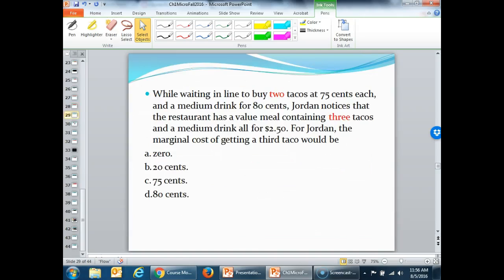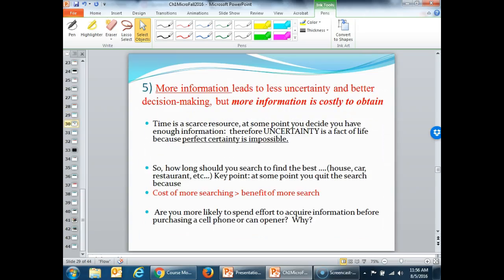While waiting in line to buy 2 tacos for 75 cents and a medium drink for 80, Jordan notices that the restaurant has a value meal containing 3 tacos and a medium drink for $2.50. For Jordan, the marginal cost of getting a 3rd taco would be... everybody get this? B, 20 cents. Do you guys get that? Because it's basically $2.30 versus $2.50. So the extra taco will be 20 cents. All right, let's keep at it.